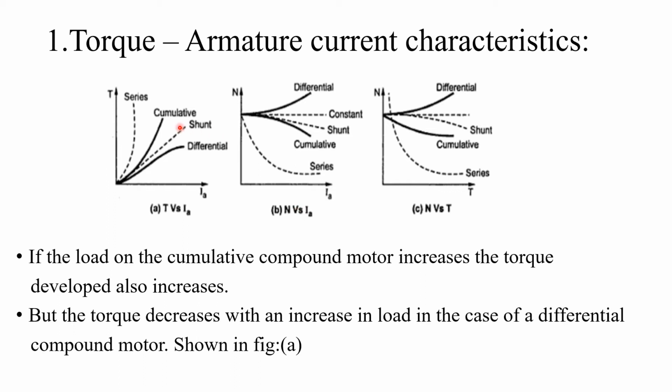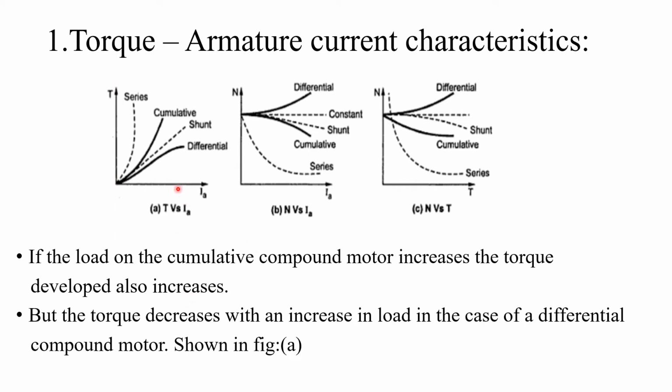So we can say these two characteristics are the electrical characteristics, and the last characteristic gives the relationship between the speed and the torque. This characteristic is known as the mechanical characteristic for DC machines. So first we can discuss the torque versus armature current characteristics.